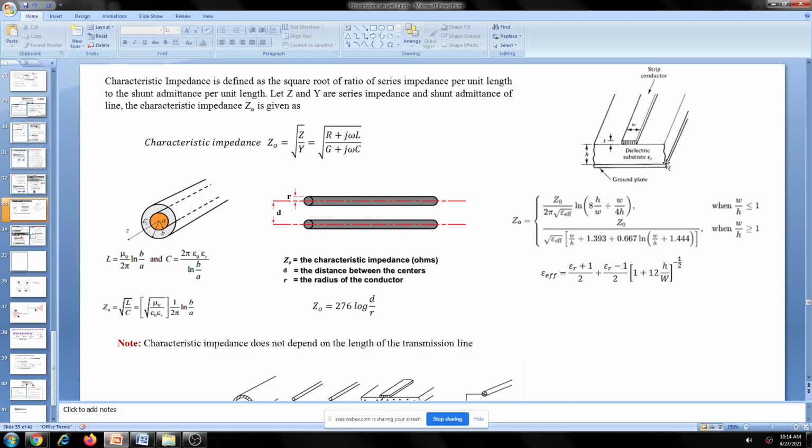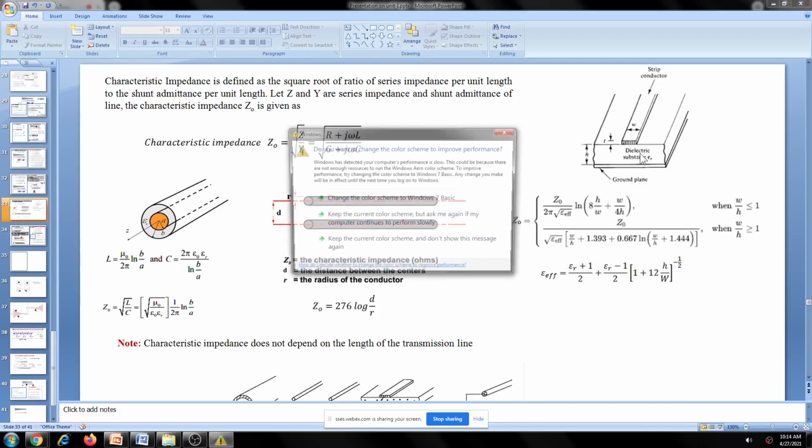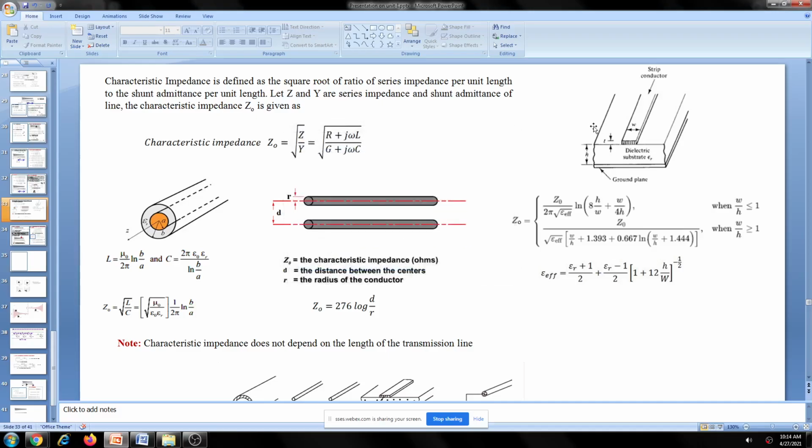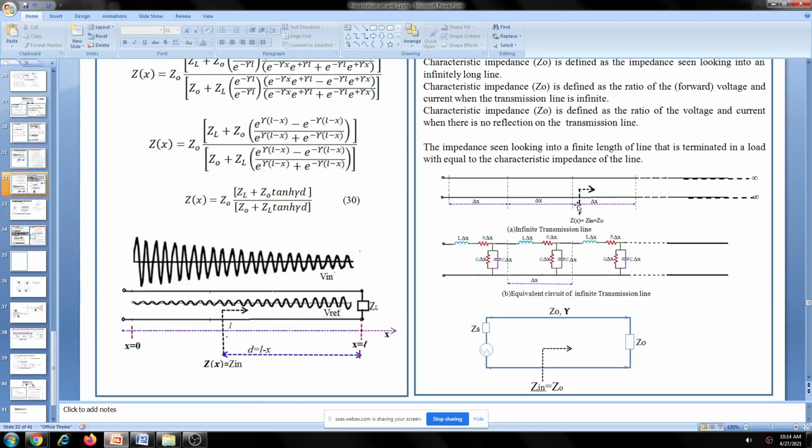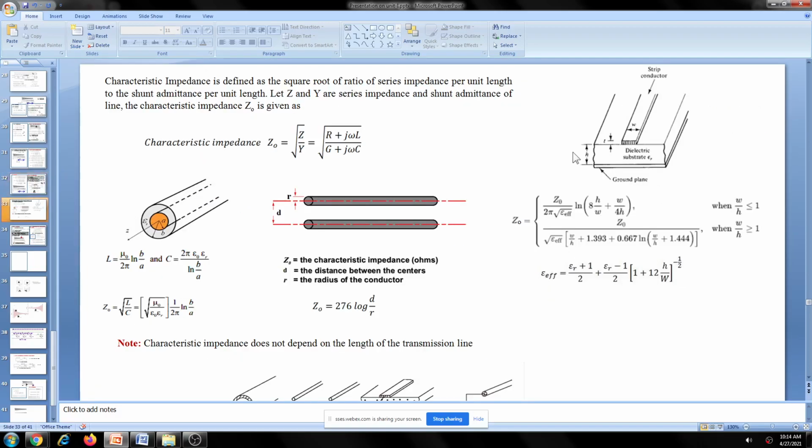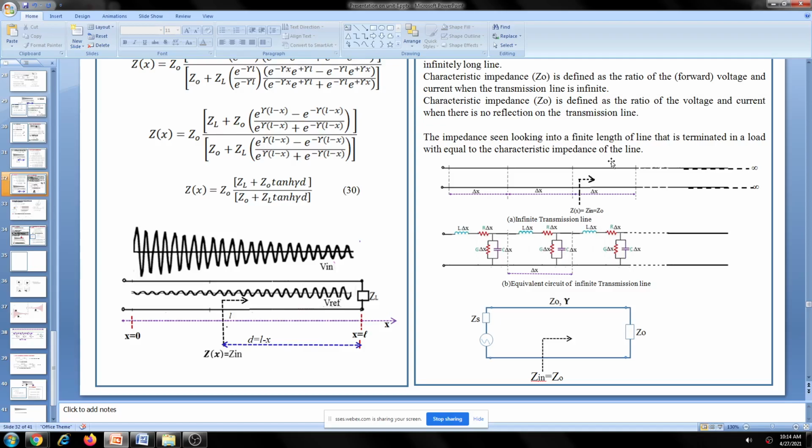This is a conductor, and in between there is a dielectric material with a particular thickness H. Its permittivity is epsilon r. This also consists of two conductors, this one and this bottom. So again it is represented like this. All these transmission lines exhibit one characteristic impedance. It is unique, and it doesn't change for a given transmission line. It remains the same, Z0.